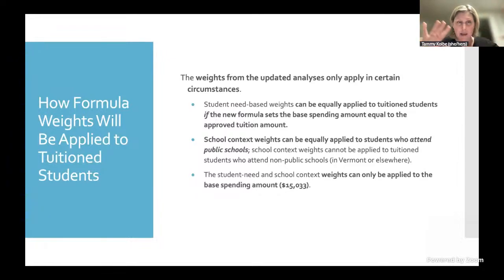Those are pieces of our existing policy landscape that have to get reconciled with a new funding model going forward. And there may be other questions around tuition students. Again, I want to stay within the context of what we've done in our analysis and the questions we've been asked to consider.